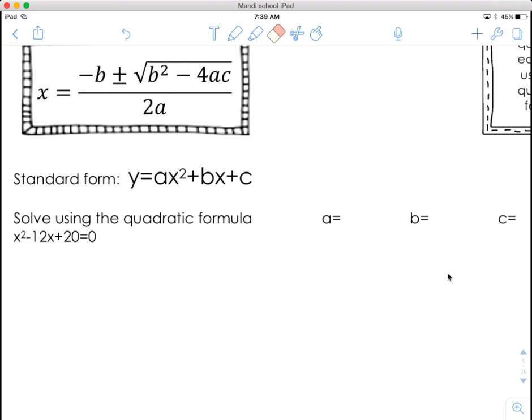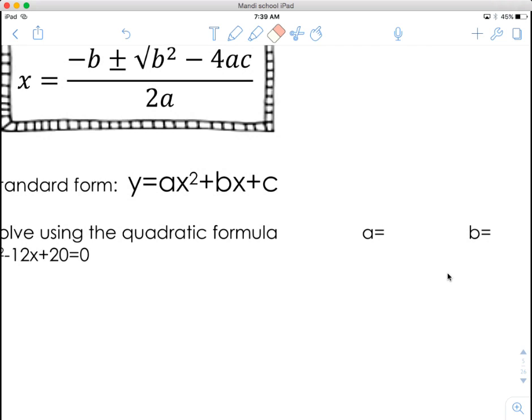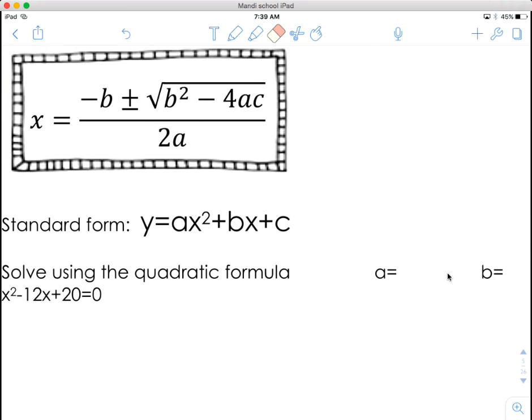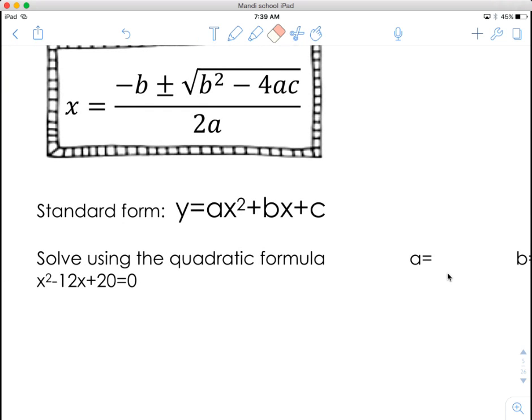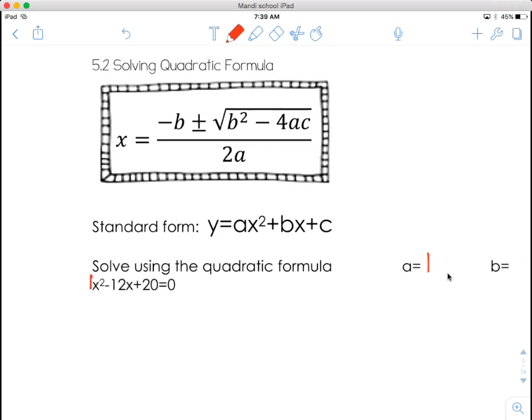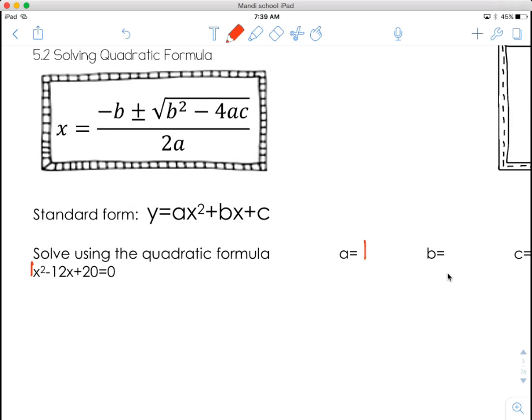Okay, so the first thing we need to talk about is standard form. You have to be able to find your A, B, and C when you're given an equation. The A is always the number before the x squared, B is always the number before x, and C is the number that doesn't have the x. So looking at our first example, we have x squared minus 12x plus 20. So in front of the x squared is an invisible 1. So A is 1, B is 12, and C is 20.